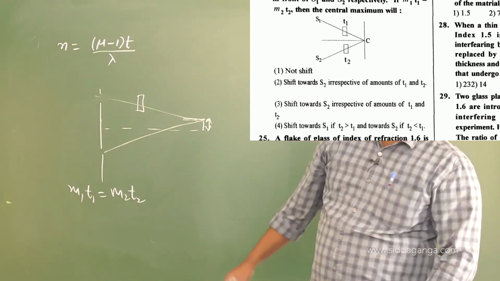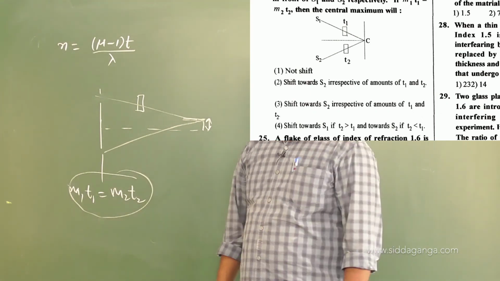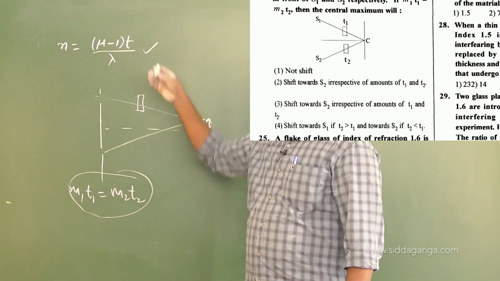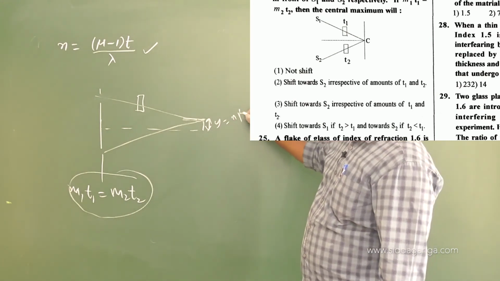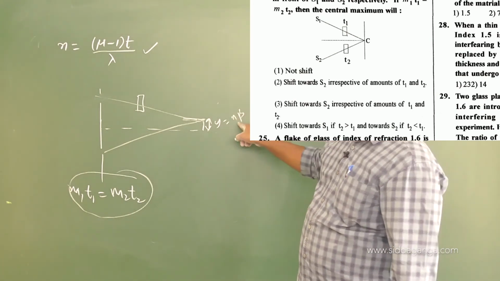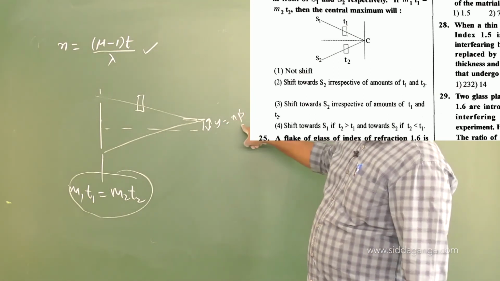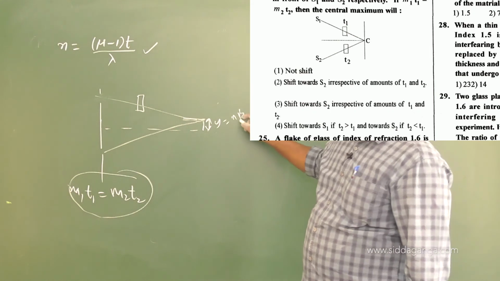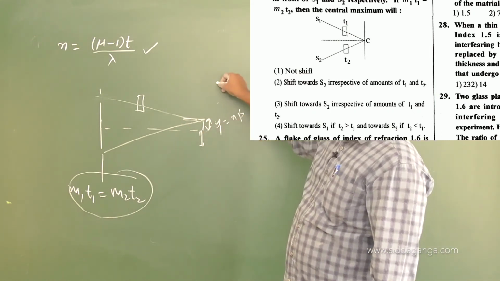That is a relation you have to remember for the given condition M1 T1 equal to M2 T2. Taking this relation, you solve for the distance by which it got shifted: n beta is the distance it got shifted. N is mu minus 1 into T by lambda. Beta is lambda D by small d. Substitute the distance. If Y1 is more, it will be shifted towards S1.